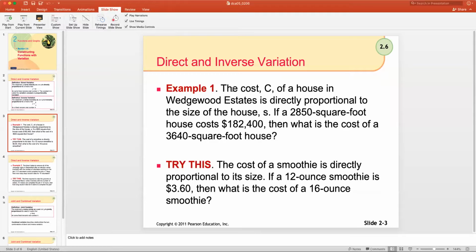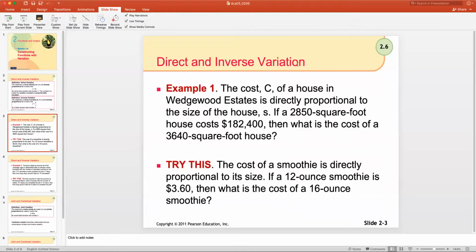So C is equal to k times S. But what is k? k is a constant, which can be figured out by substituting specific numbers into y and x, in this problem C and S, right? Normally the problems give you those numbers so that we can figure out k.